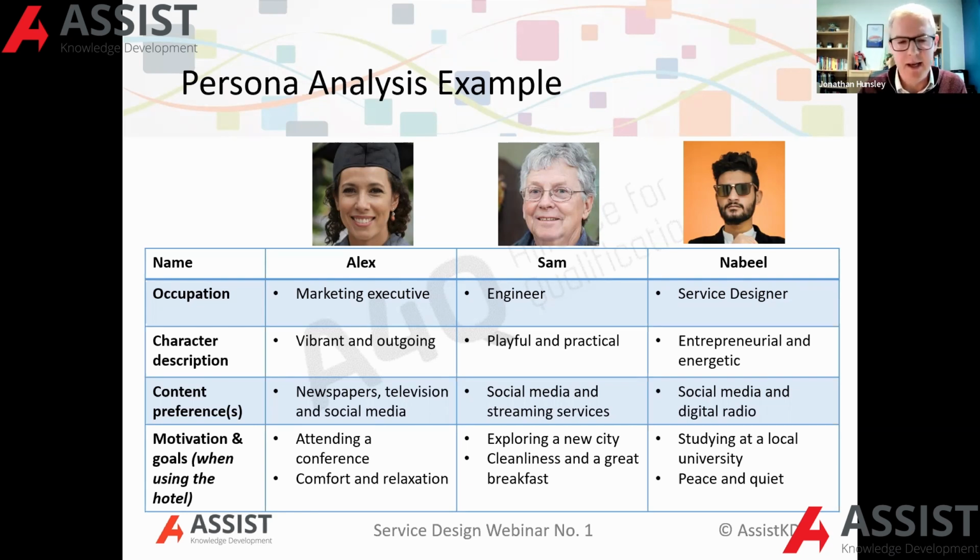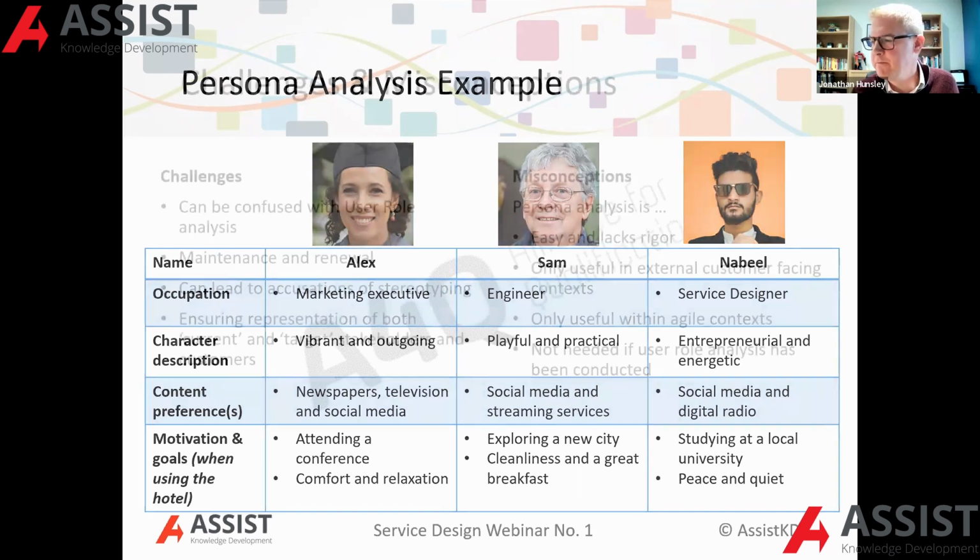You can see a little bit of information about content preference and motivations, goals for using, in this instance, the hotel. It's interesting because if you look at, for example, Nabil wanting peace and quiet versus what it is that Sam is prioritizing, you start to sense a different type of customer, and that might influence your requirements. It might influence the design of your service experiences.